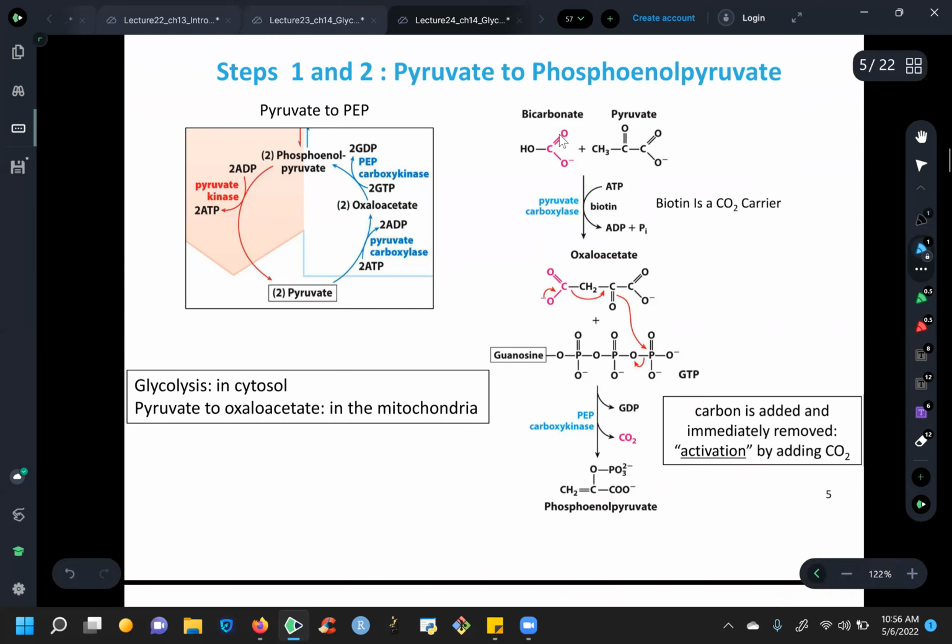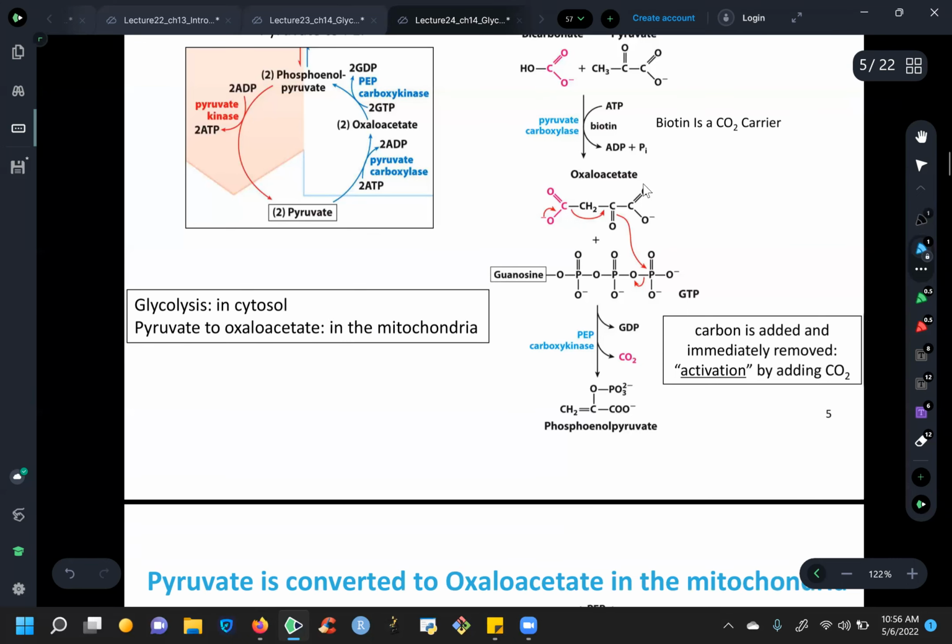Okay, so you have bicarbonate plus pyruvate, and then you have pyruvate carboxylase. It uses ATP, and biotin is a carbon dioxide carrier. They might have something about that. So then you end up with oxaloacetate, which is that 4-carbon molecule.